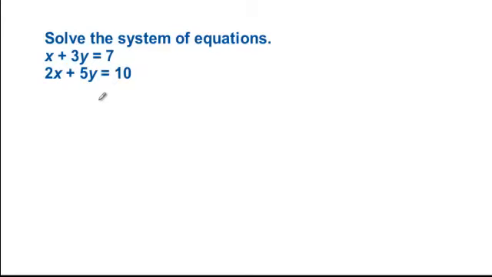System of equations. When they ask you to solve a system of equations, there are so many ways to solve it, because sometimes the order of the equations is compatible with one of the methods.